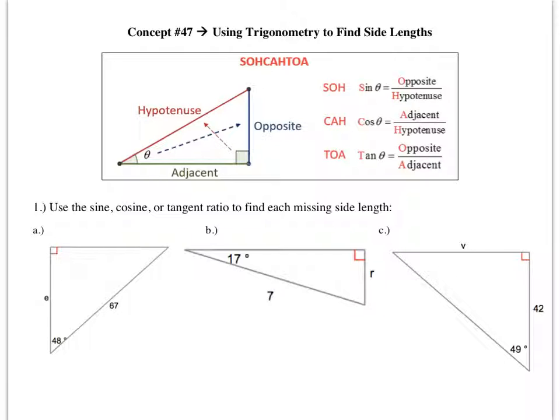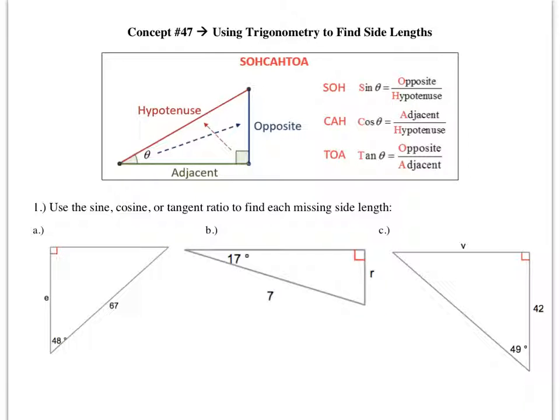Take a second on your graphing calculator to make sure that it is set to degrees. Press the mode button near the top of your calculator and look to make sure that degrees is selected instead of radians. This is always a good thing to check before you start working on a trig problem. Okay, so in the first question, we need to find this side length of E.